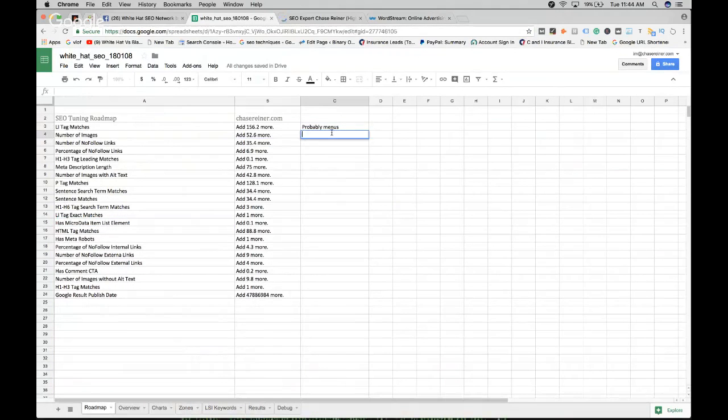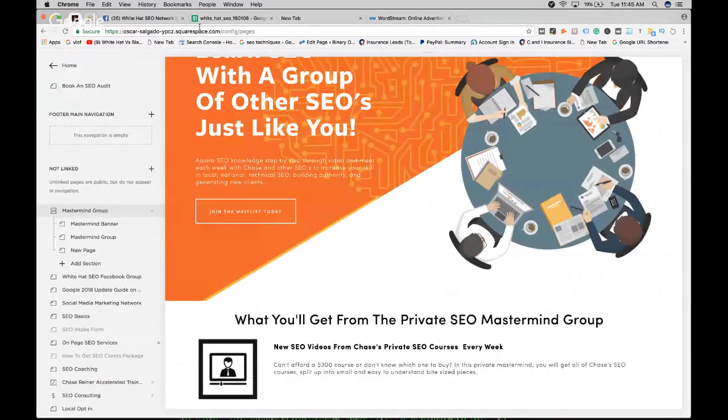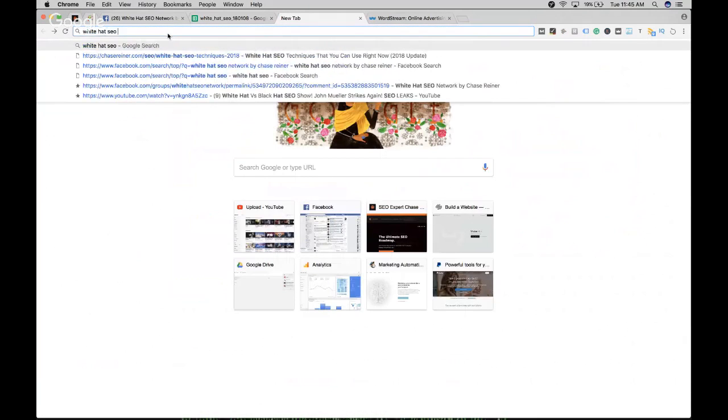So number of images is interesting. I added all of the images in here. Oh wait, where did it go? Is it on this page? No, it was over here. It's because I'm running Core in the background. SEO.